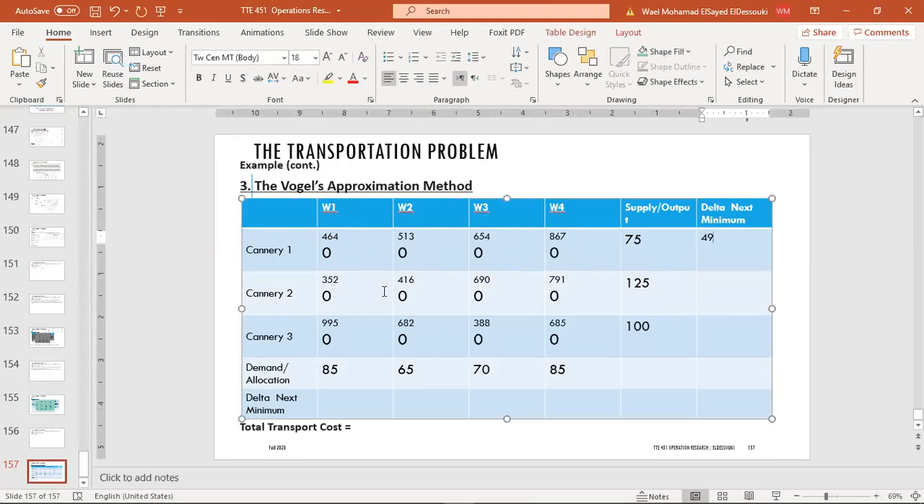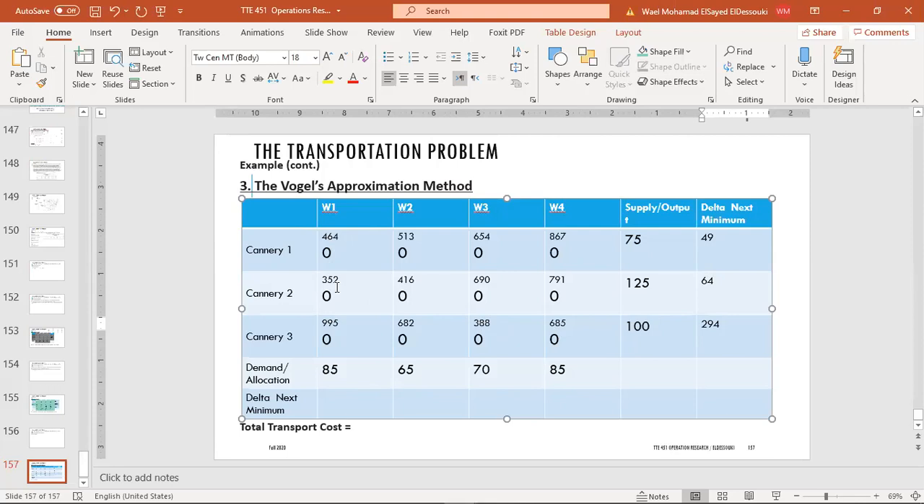In this row, we have 416 and 352. 416 minus 352, we have 64. In this row, where is the least cell? That's the least cell. Where is the next least to it? It's 682, correct? So 682 minus 388 is 294.